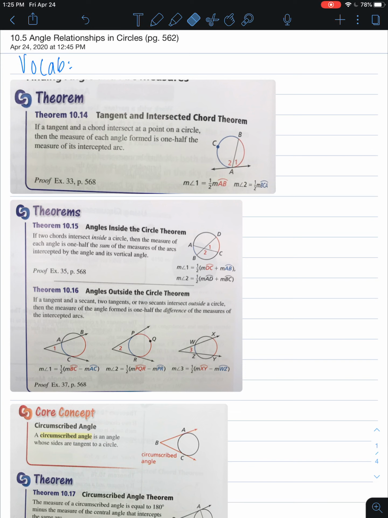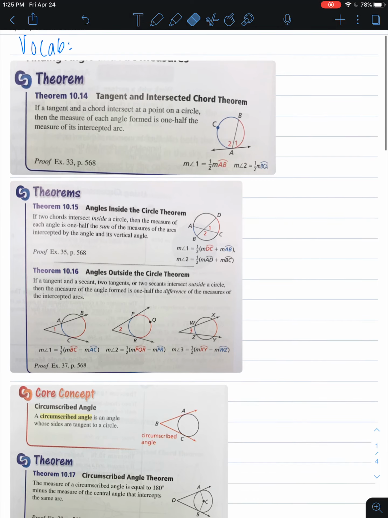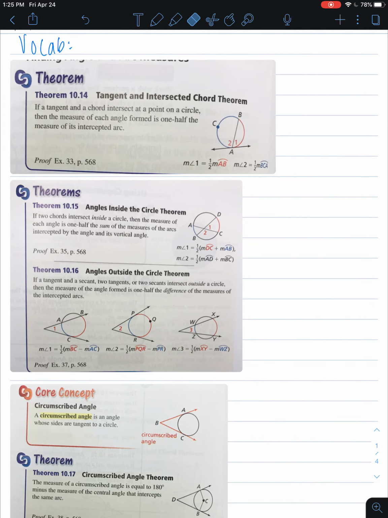Okay, so this is section 10.5, angle relationships in circles. In this section, we're going to talk a little bit about what happens when we have lines that intersect with a circle. As you'll find out, there are three ways this could happen. It's possible for them to intersect on the circle, outside the circle, or inside the circle. Those are the three possible ways that the two lines could intersect.